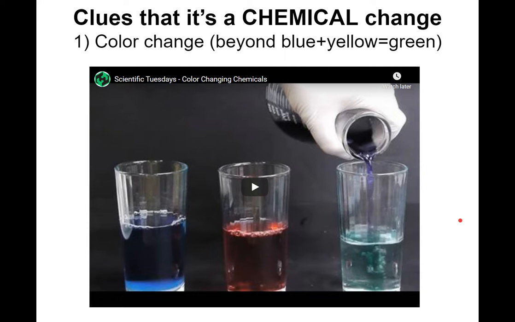There are some clues when you observe a chemical change because we can't usually see molecules. We see stuff on our human scale. So these are human scale clues that if you see a change, it's chemical change. Now, these are not 100% because the universe is complex and sometimes you can see the same thing, but due to different causes.